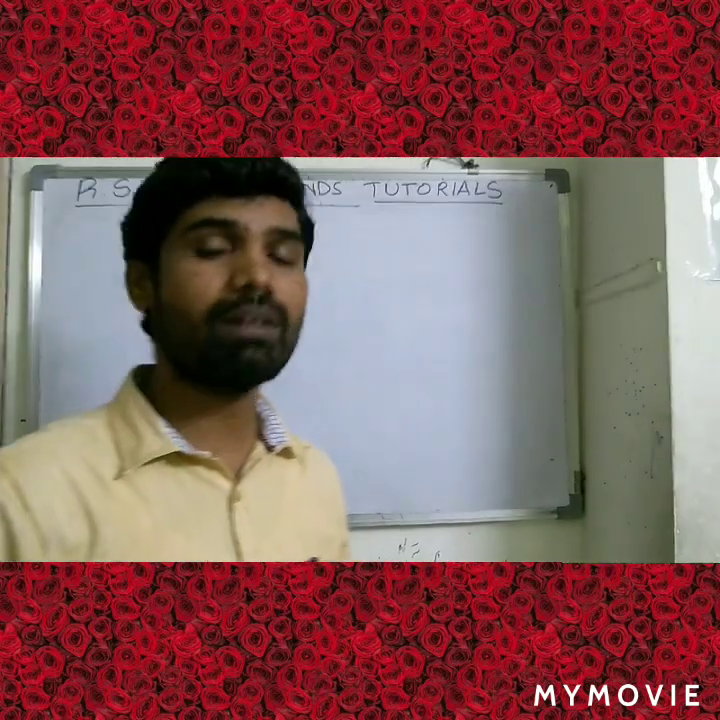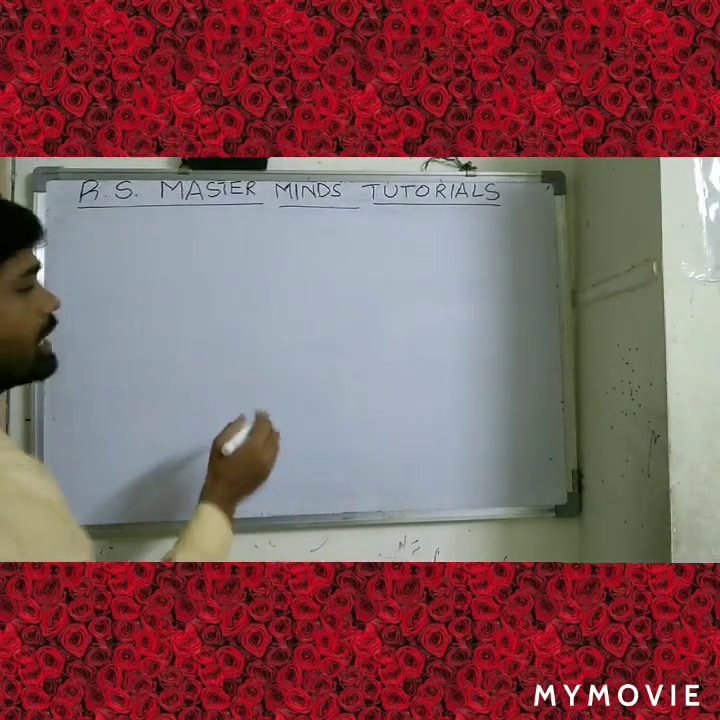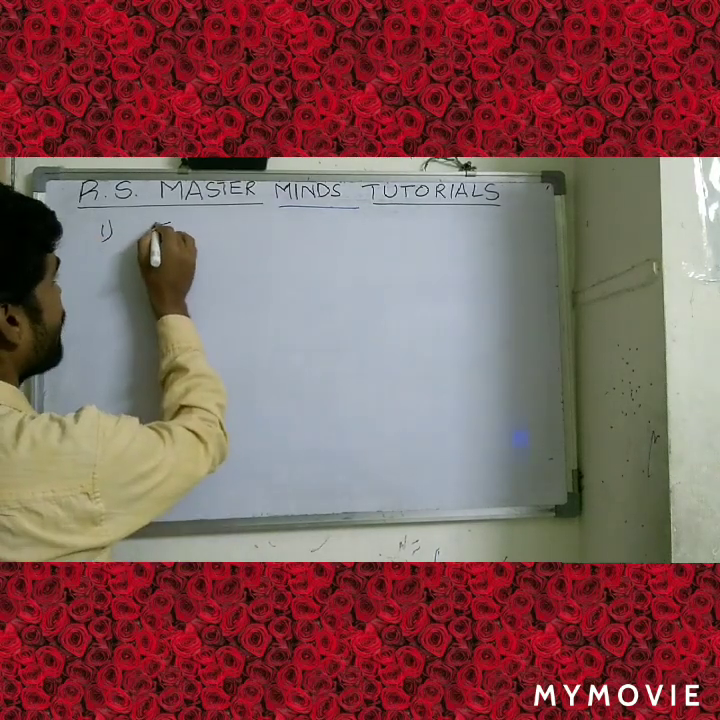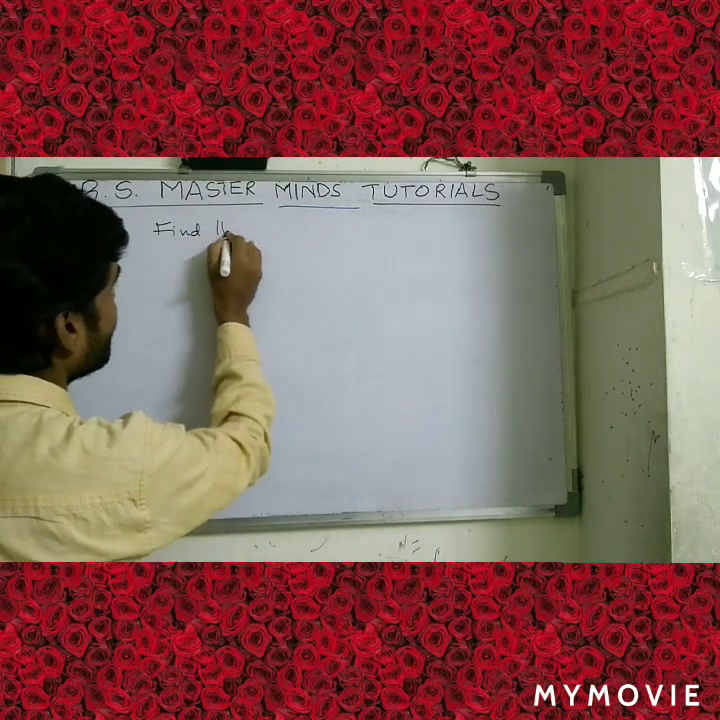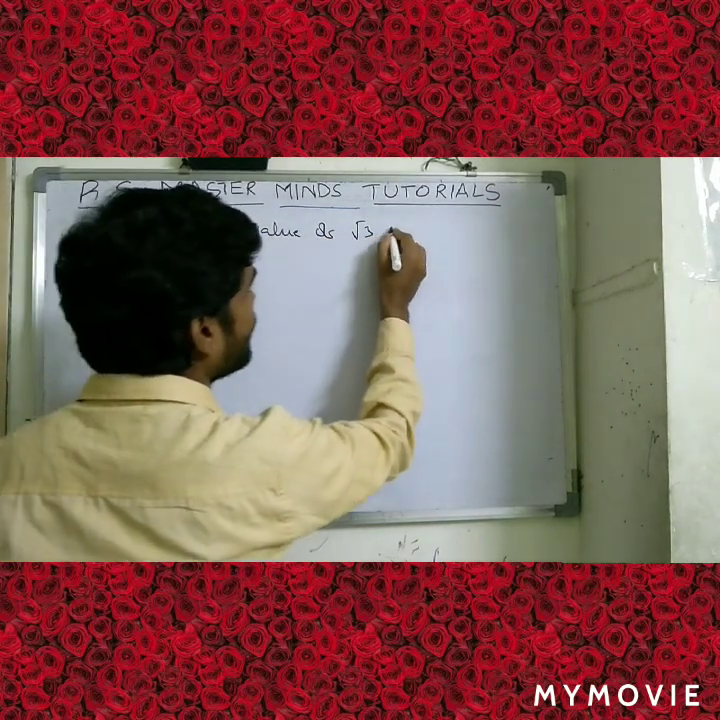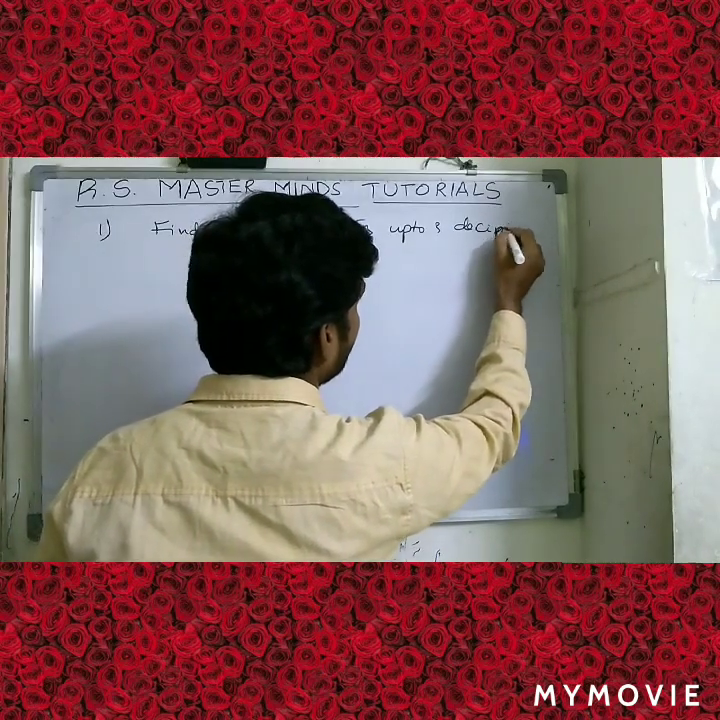What is the division method? How can we find an easy way, and how do we remember how to solve for the value of an irrational number? Let us see with an example. How do we find the value of an irrational number? Let us take one example: find the value of under root of 3 up to 3 decimal places.